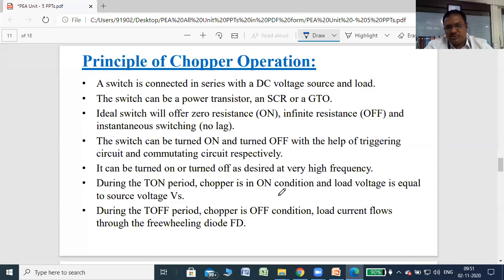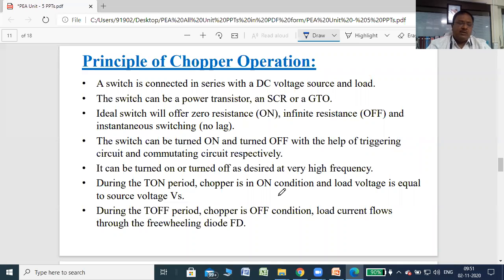Now the chopper circuit is very simple. You can see in the diagram that only one switch is used. Sometimes two switches are used. In some examples, four switches are used, right? Here only a single switch. That switch is turned on and off, and according to that, the output average voltage may be changed. The switch is connected in series with the DC voltage source and load. The switch can be a power transistor, an SCR or a GTO, power MOSFET, or IGBT; any one switch you can use.